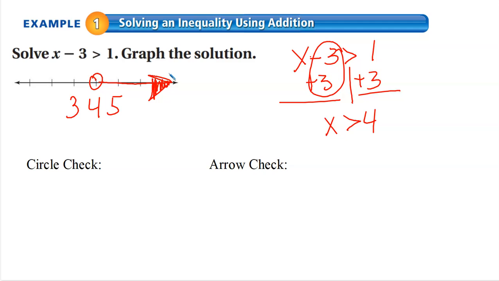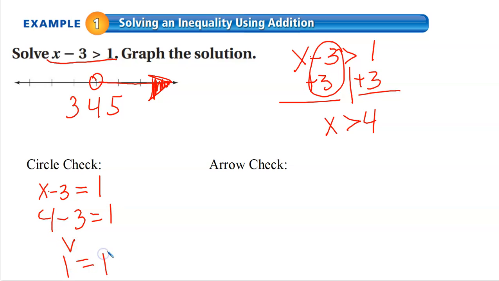Now when I check it, the circle check, I look back at the original inequality and I make it into an equation. I'm checking to see, is the circle in the right place? So I have to check and see, if I plugged in 4 where my circle is, if that was the only solution, is it correct? And that is where my circle is. So I'm going to plug in 4 minus 3 equals 1. I'm going to do the math. 1 equals 1. Check. My circle's in the right place.